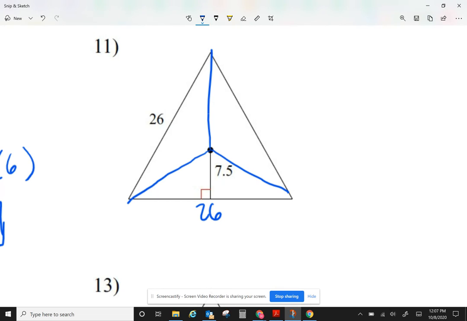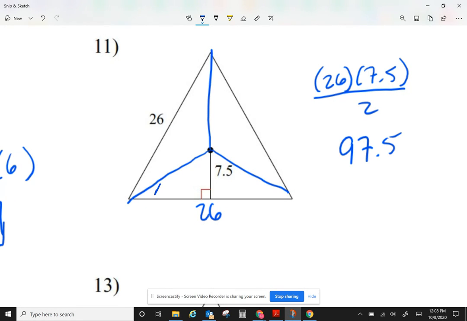So let me focus on the triangle at the bottom. Let me get the area of that triangle. I'm going to go 26 times 7.5 because I multiply the two numbers that meet at the 90-degree corner. So 26 times 7.5, because it is a triangle, my result, I'm going to divide it by 2. I get that the result is 97.5. Once again, that is just the area of this triangle, the one I highlighted in blue.